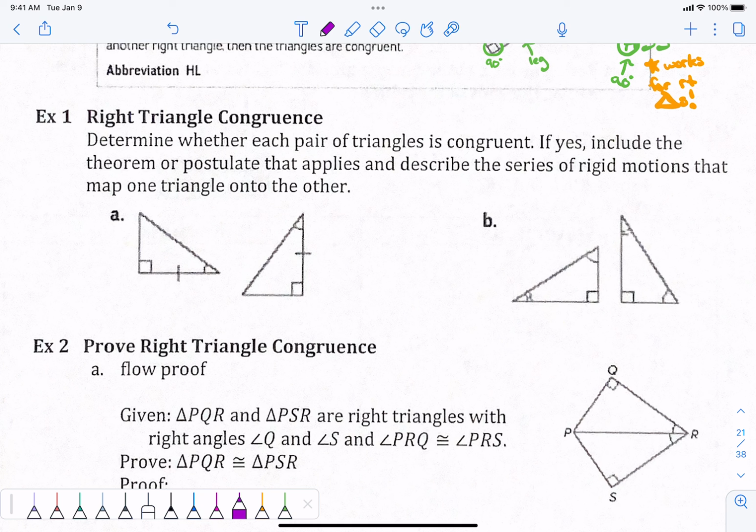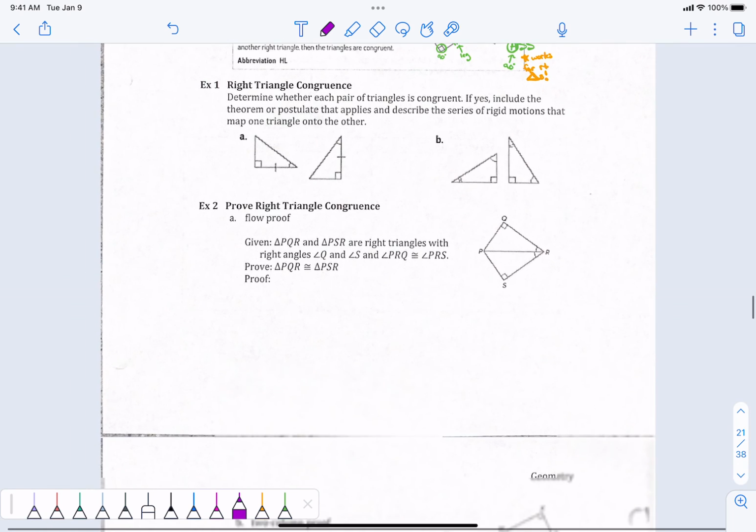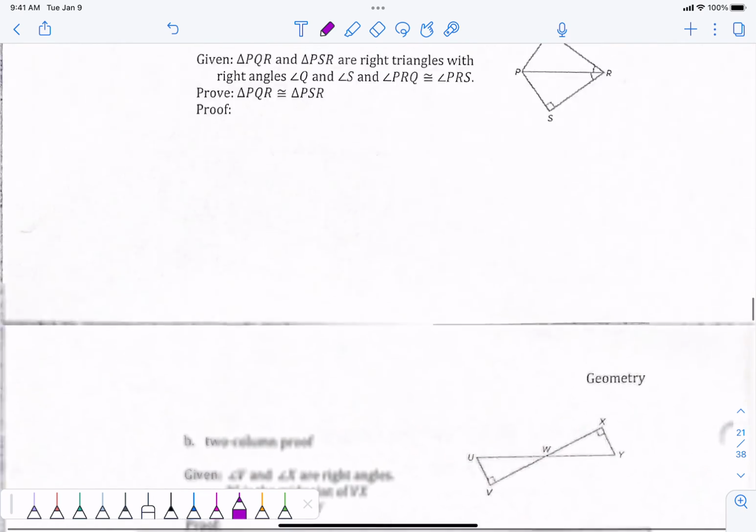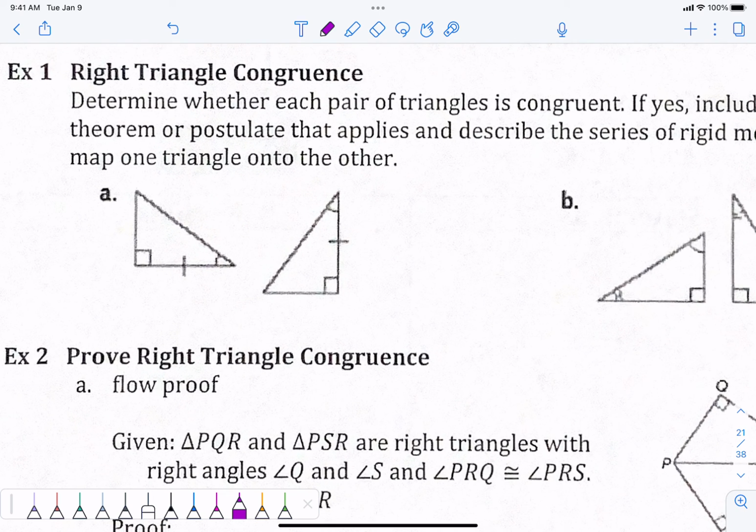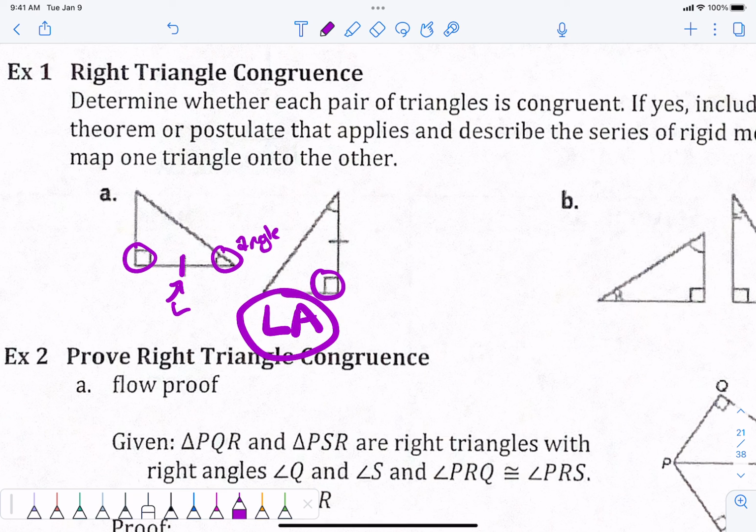All right, example 1. Determine whether or not each pair of triangles is congruent. If yes, state the theorem or postulate that applies. A, we have that it's a 90-degree triangle. Great. But then we're given, what is this? A leg. And we're given an angle. Is leg angle a thing? Yep, LA. There you go. So this is a yes by leg angle.